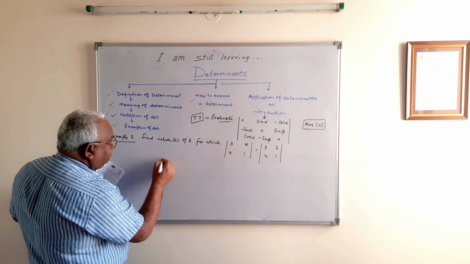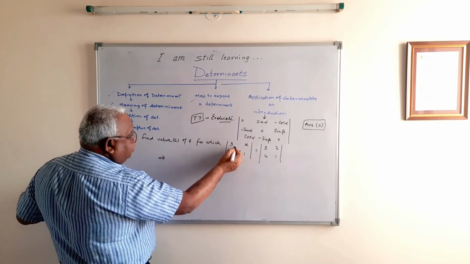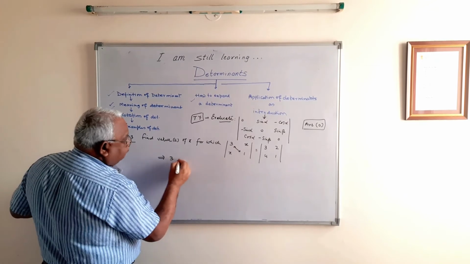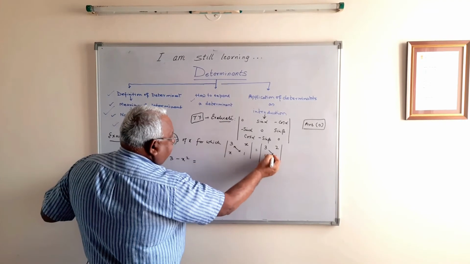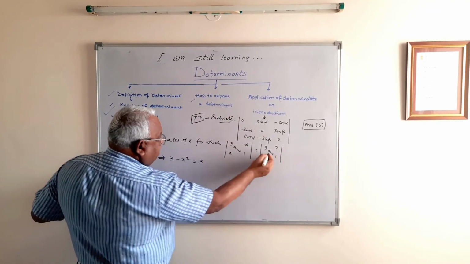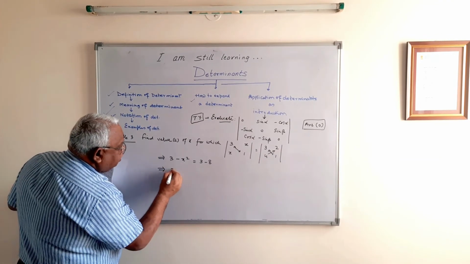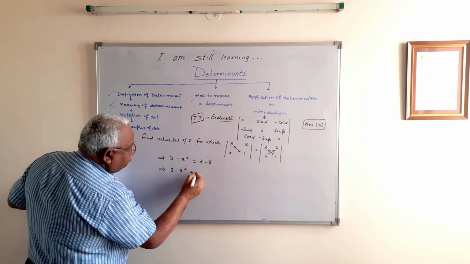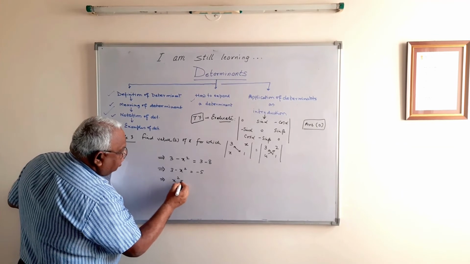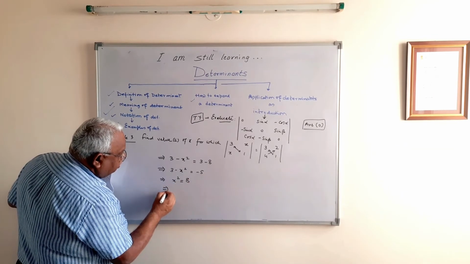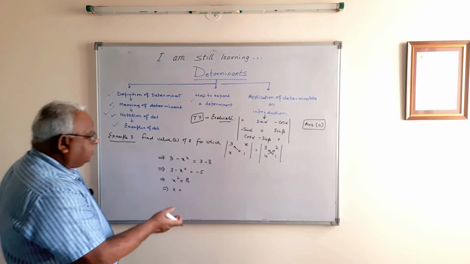So what you will do? The solution part. You will expand, you know how to expand. 3 minus x square, this is your left hand side. 3 minus 8, when you solve this, you will get 3 minus x square is equal to minus 5. This, when you solve, you get x square. What is the answer? Can anybody tell me what is the answer?